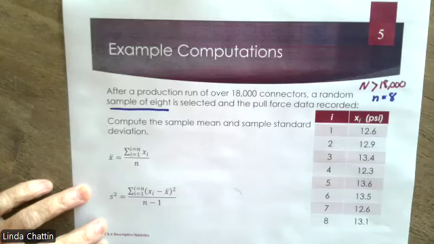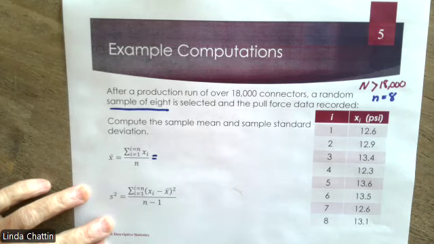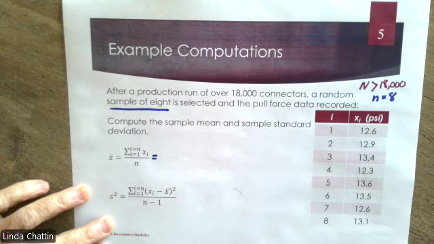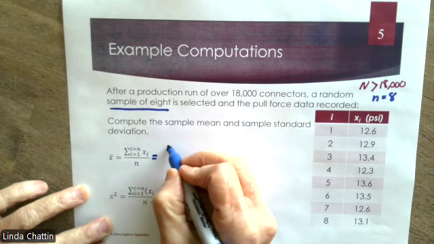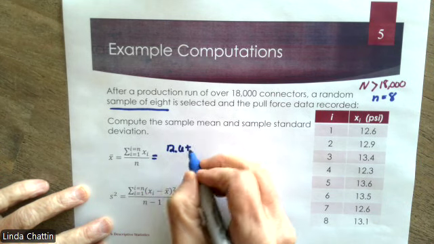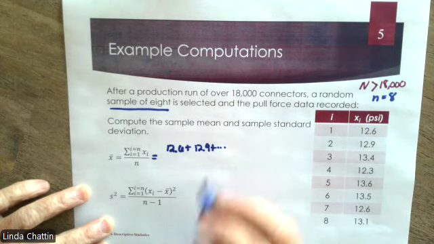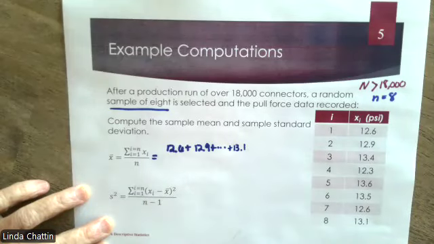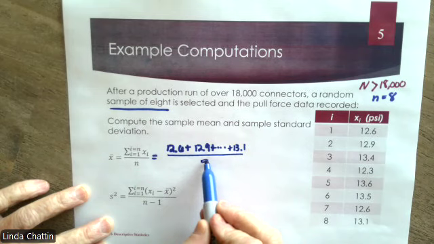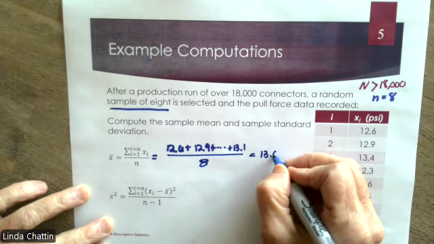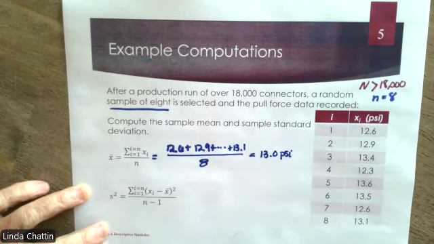Okay, so if I want to get the sample mean here, you've done this 100,000 times in your life, I'm sure, but here are my eight connectors with the pull force data recorded in PSI. So how would I get that? Pretty easy, right? I'm going to take each one of those values, 12.6 plus the second value would be 12.9 plus, and then the last value, I'm going to take 8 values here for the numerator, and I am going to add them together. So my last value will be 13.1. And then I'm certainly going to divide by 8. This is something you've done many, many years ago. What I end up with works out to be exactly 13.0 PSI. So that's my sample mean.